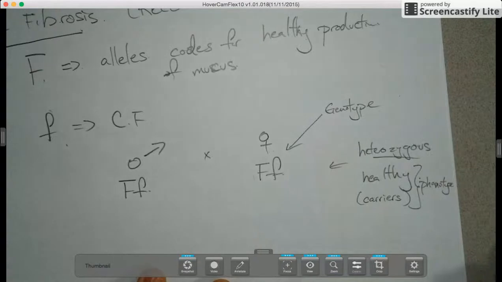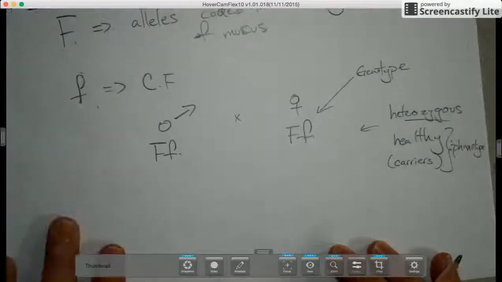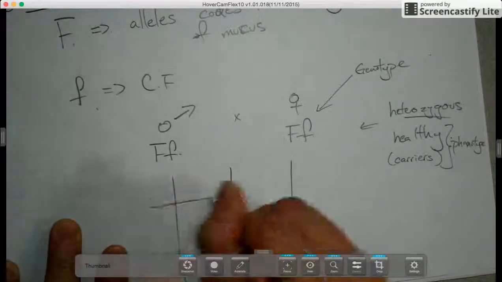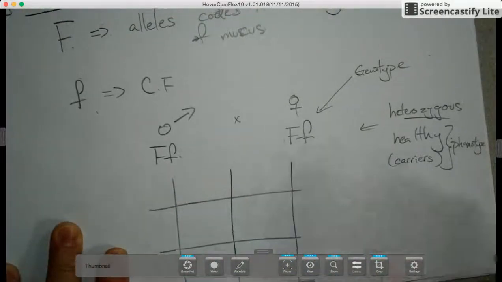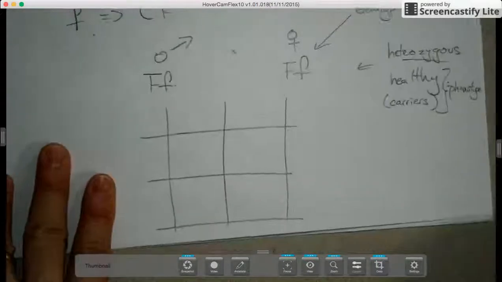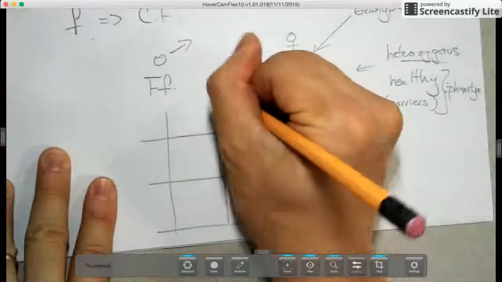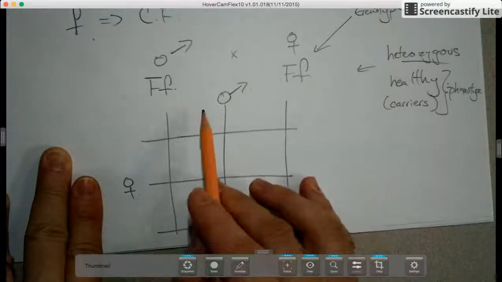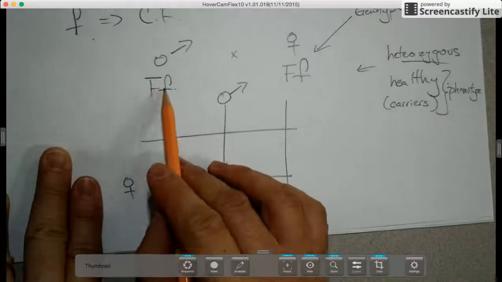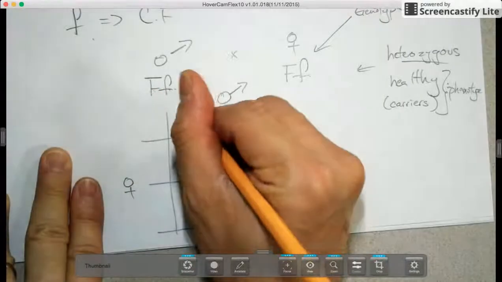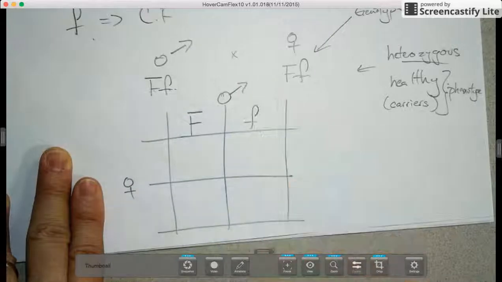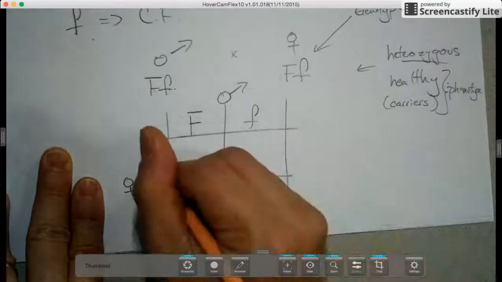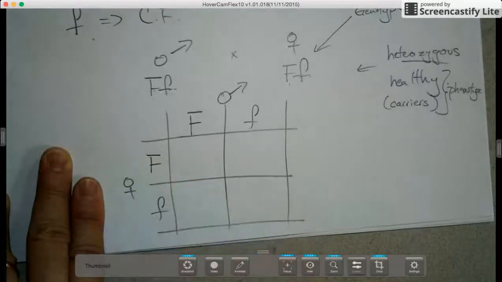Good? Now, forming a Punnett square. If you learned how to do this before, that's great. If you haven't, please do it in the format that I show you. Punnett square: dad's on top, mom on the side. For each of these columns, you pick one letter. Your dad has two letters, a big F and a small f. So the big F goes here and the small f goes here. Good so far? Mom's on the side, so one letter, big F here, small f here.